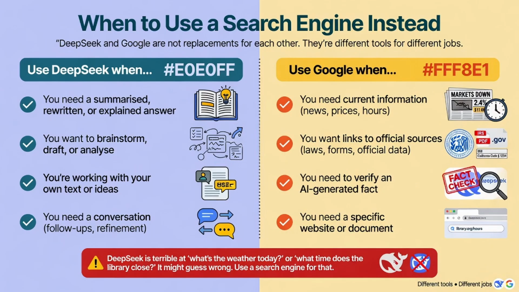Use Google when you need current information, news, prices, hours. You want to brainstorm, draft, or analyze. You want links to official sources, laws, forms, official data. You're working with your own text or ideas. You need to verify an AI-generated fact. You need a conversation, follow-ups, refinement. You need a specific website or document. DeepSeek is terrible at "what's the weather today?" or "what time does the library close?" It might guess wrong. Use a search engine for that.